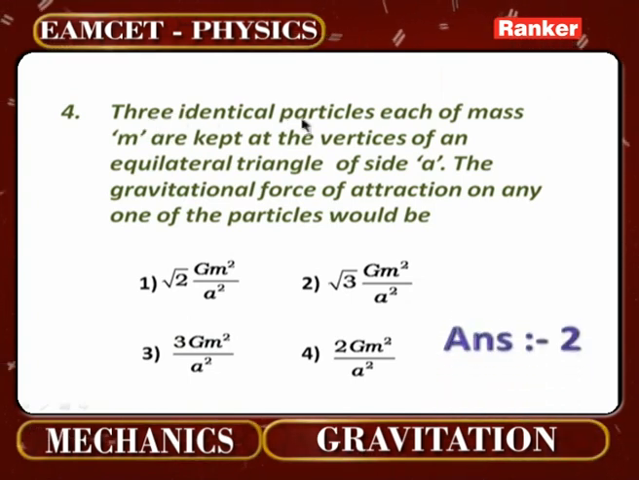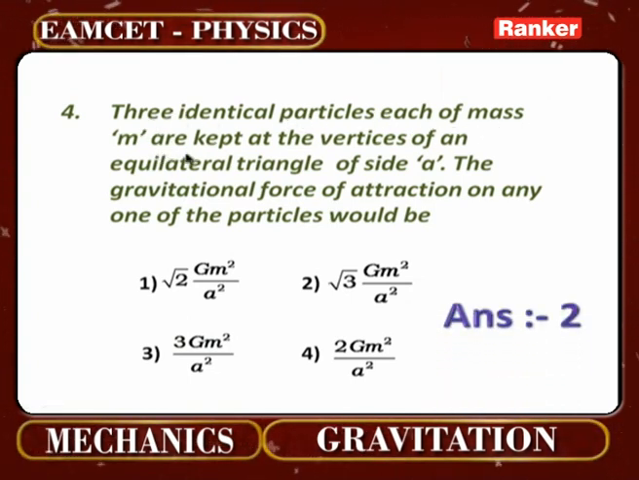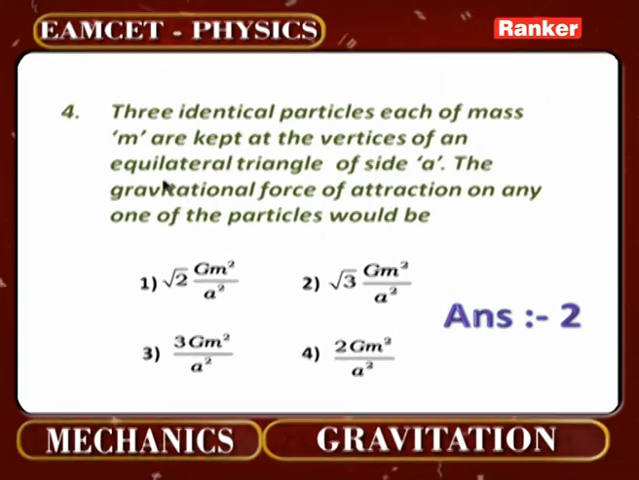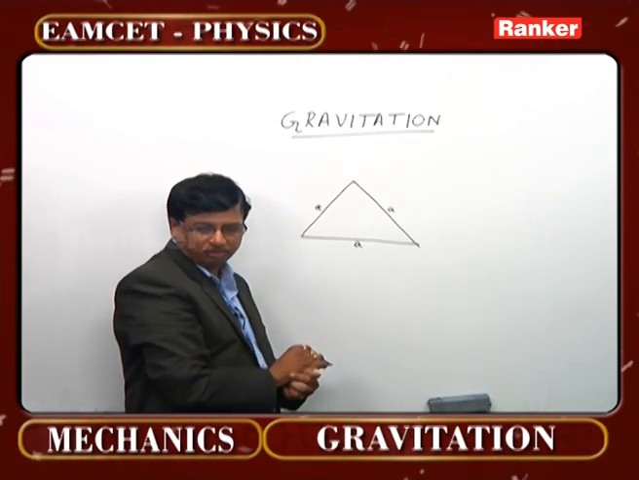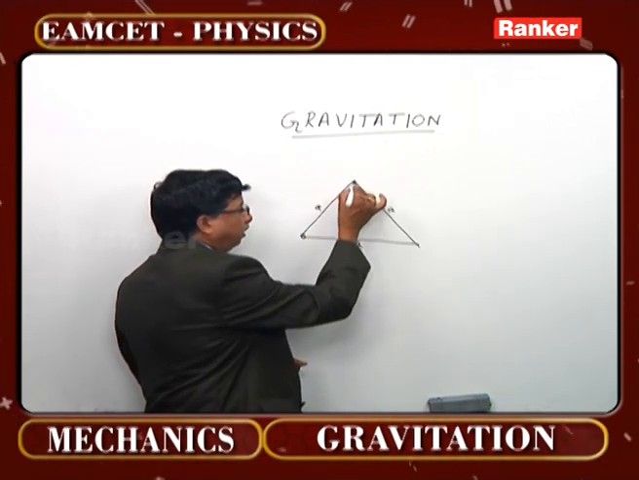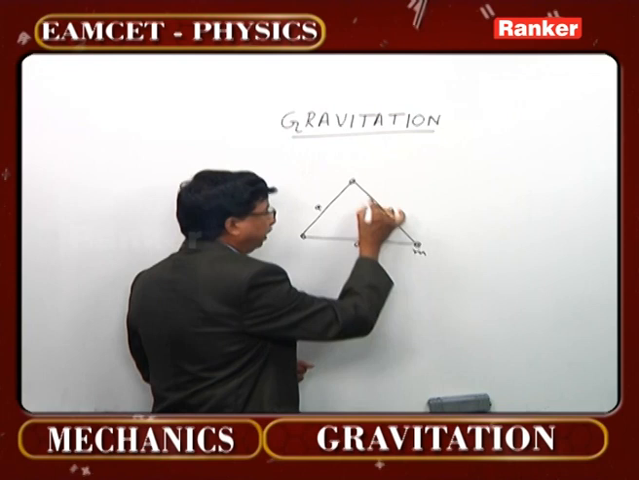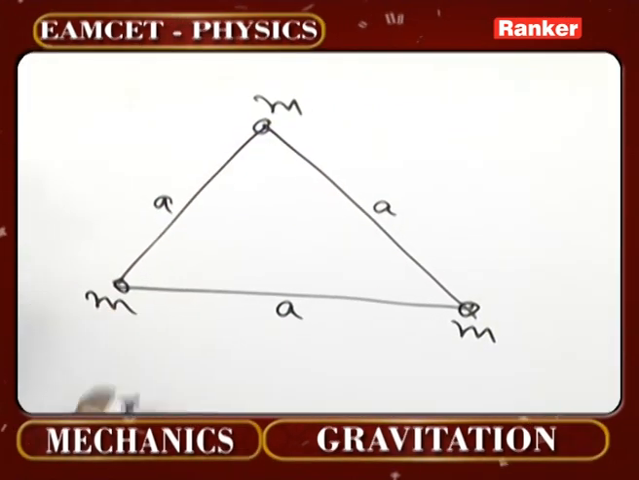Three identical particles, each of mass small m, are kept at the vertices of an equilateral triangle of side A. The gravitational force of attraction on any one of the particles would be. This kind of problem is a very commonly asked model question at different entrance examinations, including Eamcet as such. Equilateral triangle he is talking about, the sides are equal to A each. That is what has been mentioned. And how many masses are placed over here? At each corner, one body of mass m is placed.